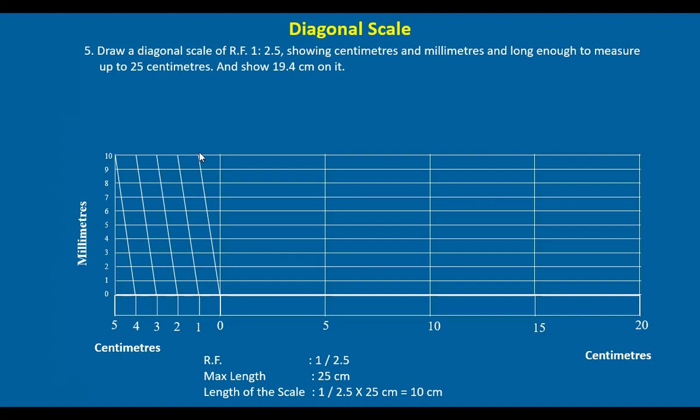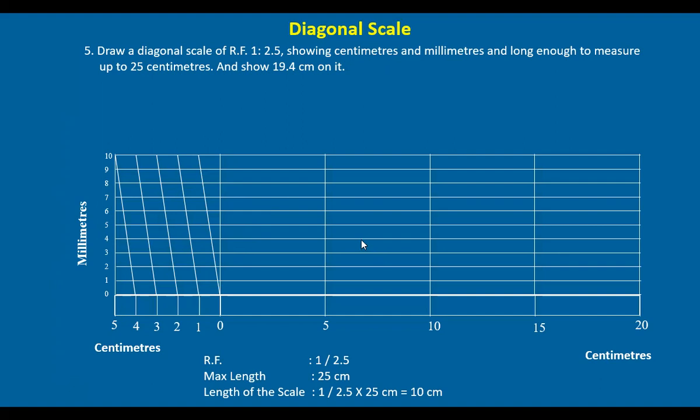And here, this is nothing but 1 centimeter, right? This is 1 centimeter. Now, because we have taken 10 divisions, this small length here represents 1/10 of this centimeter, that is nothing but 1 millimeter. So, we are able to show centimeters as well as millimeters on this scale.